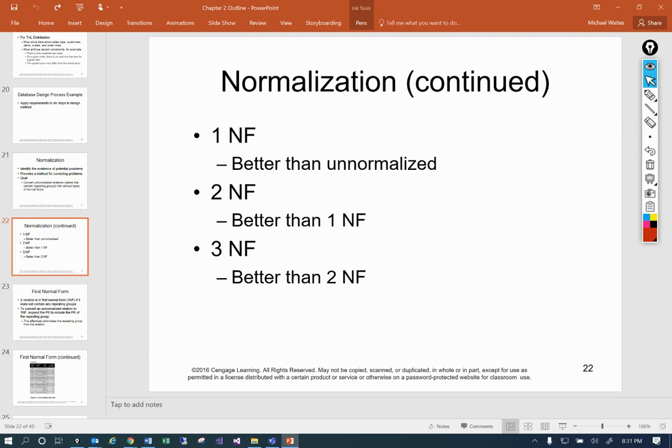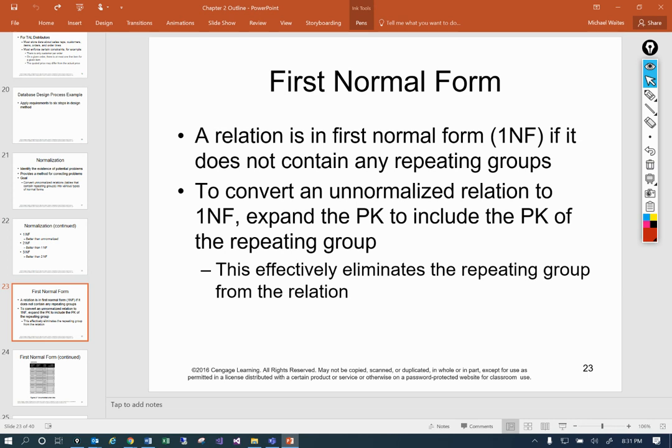This is probably one of the slides in the deck that always makes me laugh, because it's pretty self-explanatory. In case you didn't know, 1NF is better than unnormalized. And lo and behold, 2NF is better than 1NF. And surprisingly, 3NF is better than 2NF. I think y'all could have probably figured that out, but it is a slide, and so I covered it.